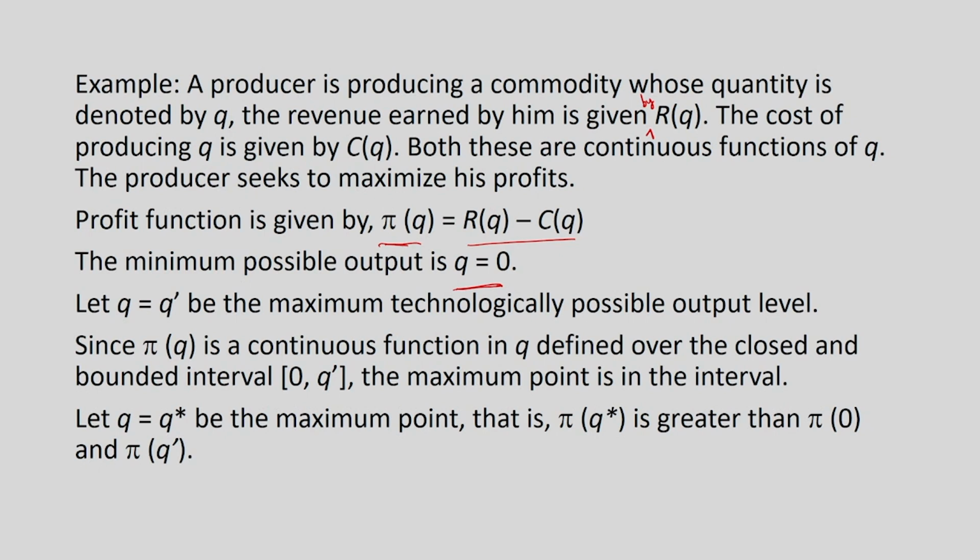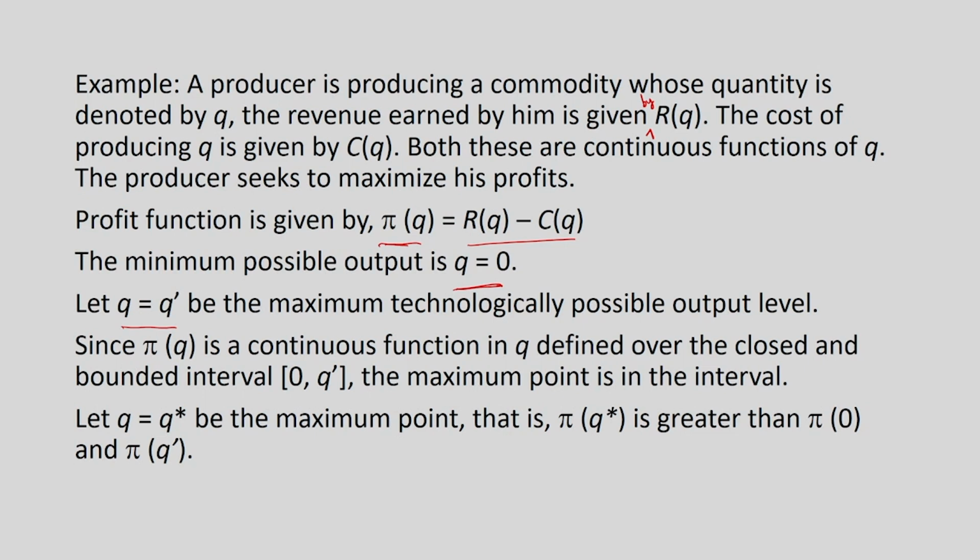On the other hand, Q is equal to Q dashed. Let us suppose Q is equal to Q dashed is the maximum technologically possible output level. So, given the technology that he has at his disposal and maybe the raw materials that he has, what is the maximum output that he can produce? Let us suppose that is Q dashed. So, these are like the boundaries, one is 0, the other is Q dashed.